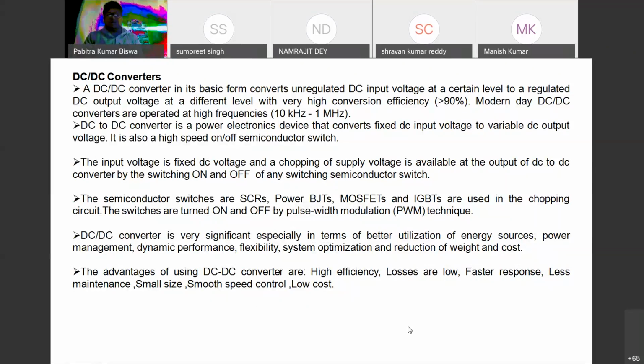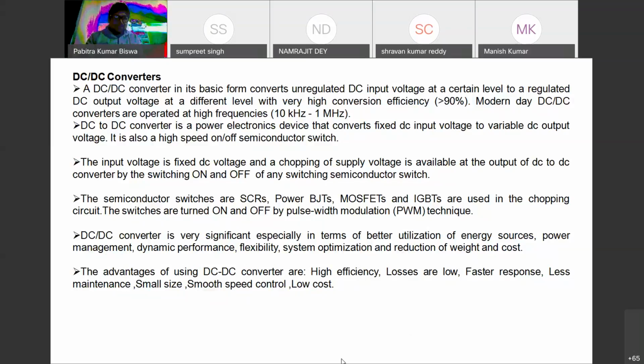A DC to DC converter is a device which can convert an unregulated voltage at a certain level to a regulated DC output voltage at a different level with high conversion efficiency. In modern days, DC to DC converters can operate at high frequencies. A DC to DC converter is power electronics which converts a fixed voltage to a variable output voltage. It uses a high speed on-off semiconductor switch. That means the output voltage can be controlled by switching the semiconductor switch on and off.